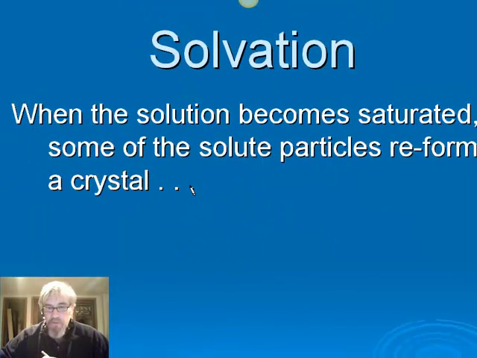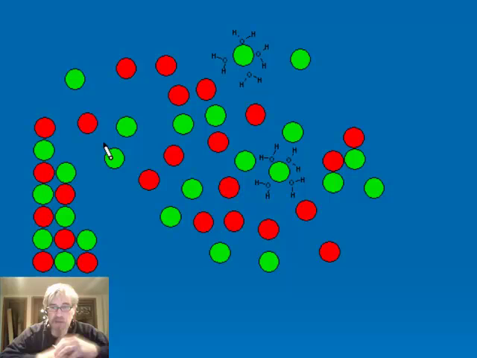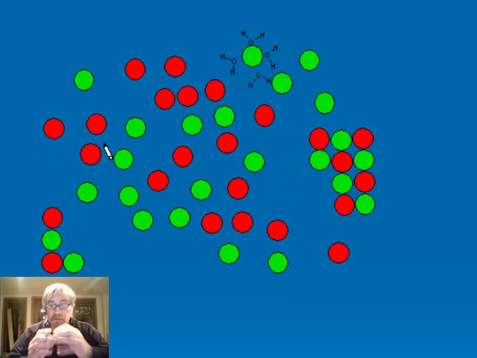Now eventually it gets crowded in there, and that's when we've reached the saturation point. When there aren't enough water molecules to make effective shields anymore around these particles, some of the solute particles are going to reform a crystal. So they're going to snap out of their shields, snap back together with each other, and make crystal again. So here's our starting point. You see crystals beginning to reform over here.